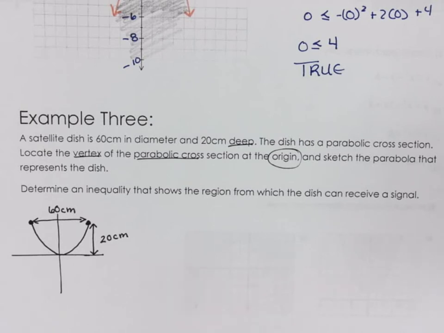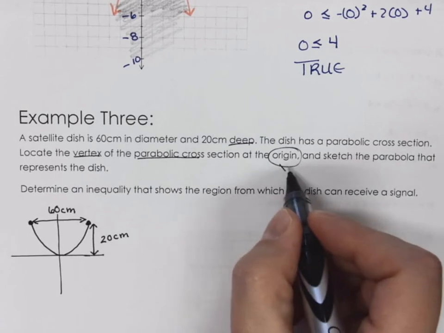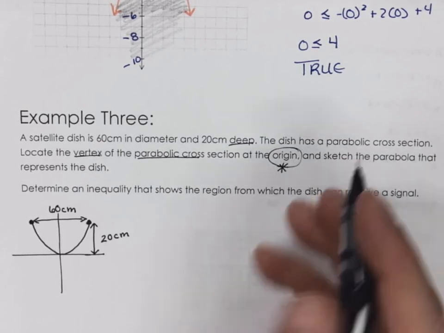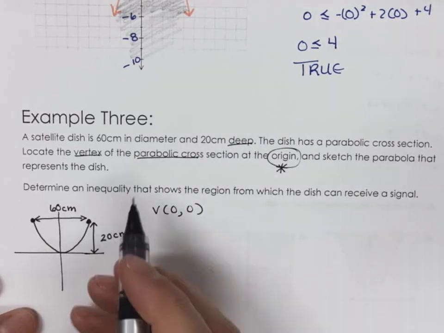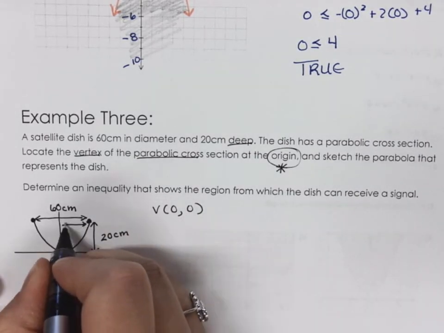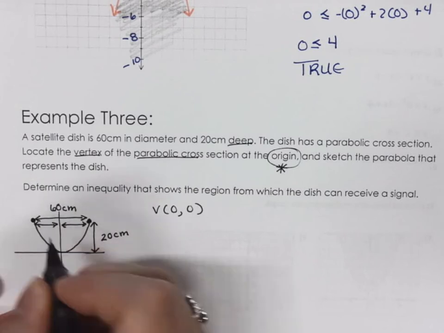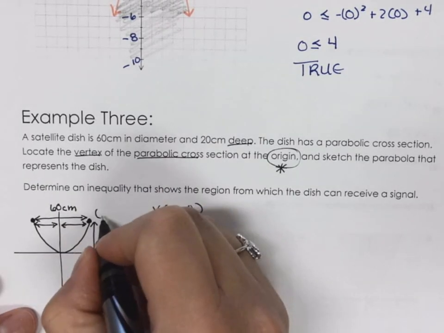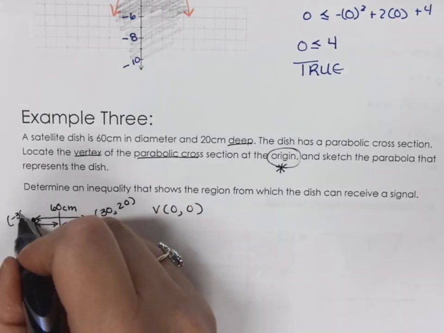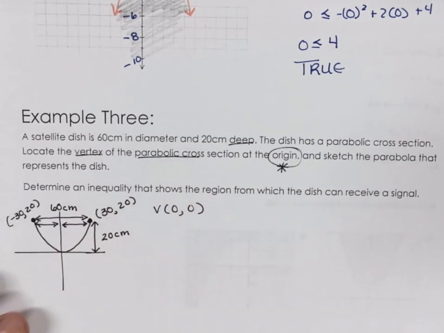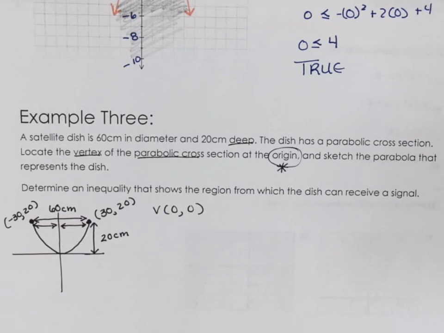And where's our vertex on this? Where's the vertex? 0, 0. So my vertex is at 0, 0. I know that if this is symmetrical, then this distance from here to here has to be the same as that distance from there to there. So this point is going to occur at 30 and 20. And this point here is going to occur at negative 30 and 20. Could you guys have done that on your own? Yes. No. Okay. I think so.